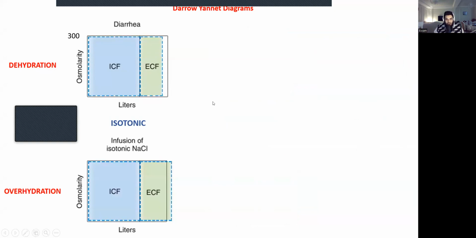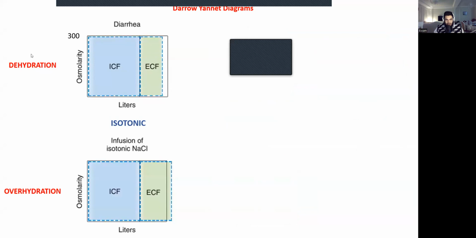So now when we are looking at this, the first one is isotonic dehydration. Dehydration means water is lost from the ECF. But is there any effect on ICF? No. Why? Because it is isotonic. So water will not move here and there. If ECF is losing water, only ECF will lose water. In the second case, isotonic overhydration, there is more water in the ECF. But is there any effect on ICF? No effect on ICF because it is isotonic. So no movement of water will take place between ECF and ICF.